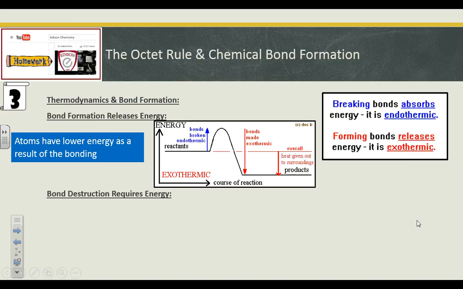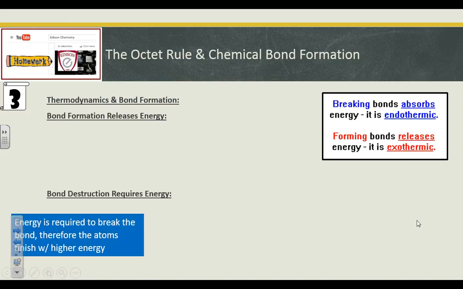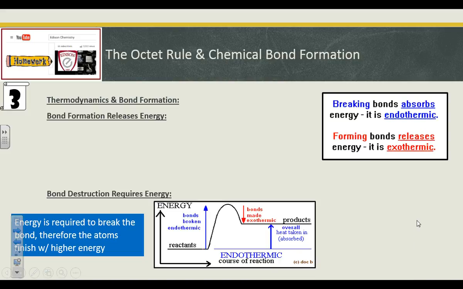Now, bond destruction requires energy. If you're very stable once you're bonded with somebody, you're going to have to get pulled apart, so you have to put a lot of energy in to break bonds. Therefore, the atoms finish with higher energy. If they're at low energy in the first place because they're stable, they'll finish with higher energy and probably be more reactive. Again, I want you to sketch the picture. Okay, thanks for sketching the picture.